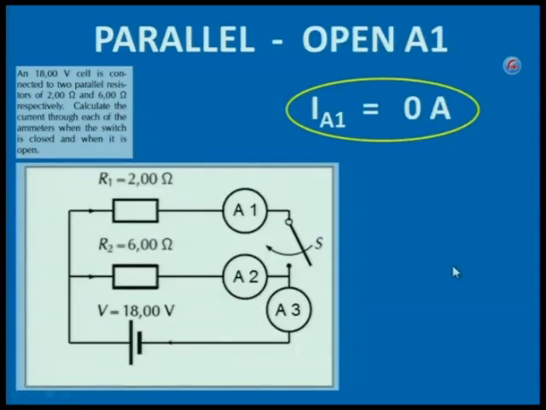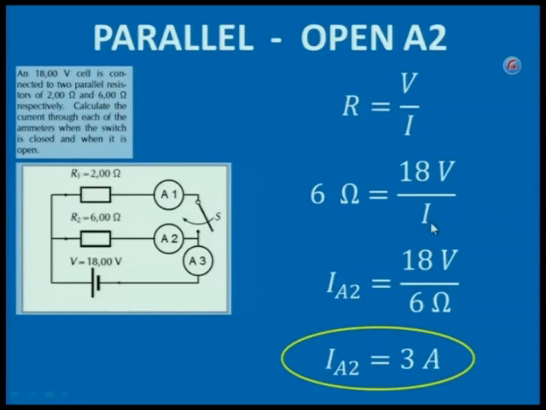Now let's look at the situation when the switch is open. As soon as this switch opens, this circuit becomes just this little circuit in series. That whole parallel part is cut out. So, the reading on ammeter 1 would then be 0 amperes because the circuit is now just flowing in this little block.